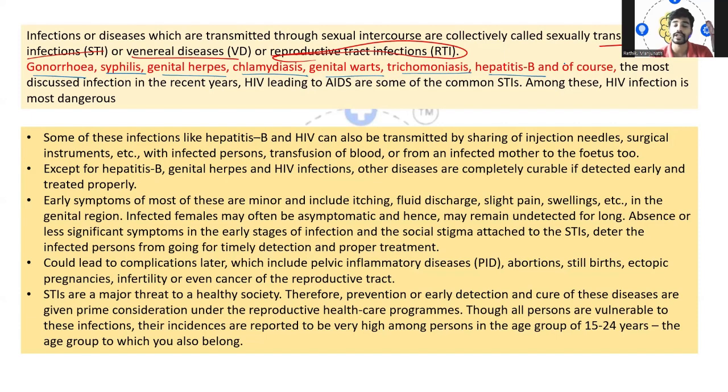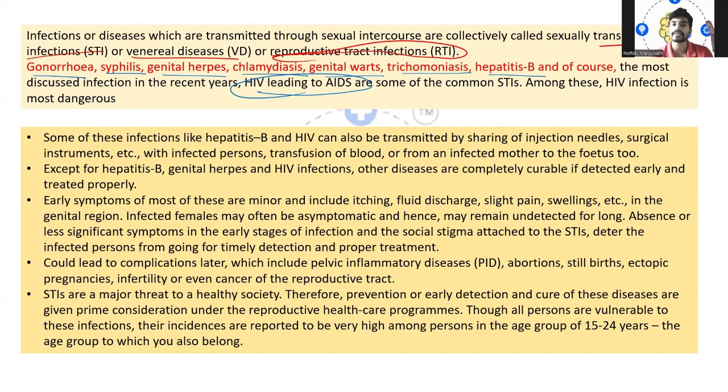And among all these, the most dangerous infection that we have been facing in recent years is HIV, which leads to AIDS. And this is the most common sexually transmitted infection. HIV infection is actually the most dangerous one because for some of the sexually transmitted diseases you might have some remedies, some medical treatment. But for HIV, the treatment is still ongoing and no proper, complete treatment has been discovered.